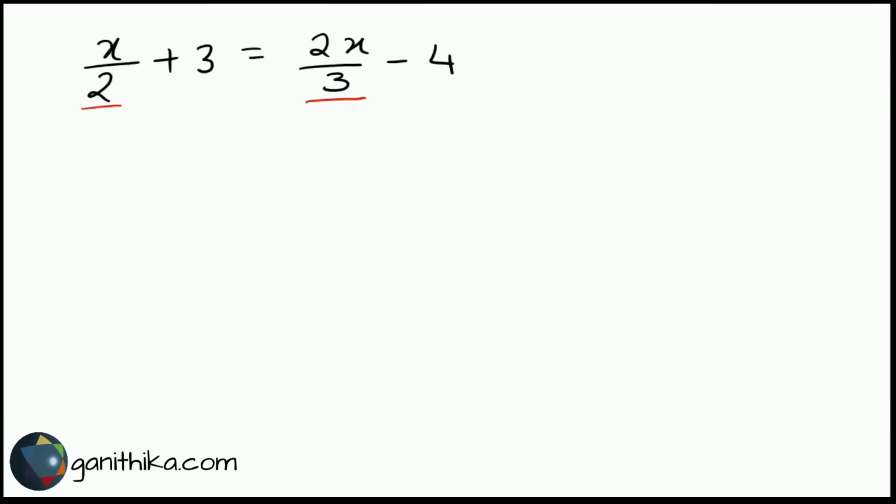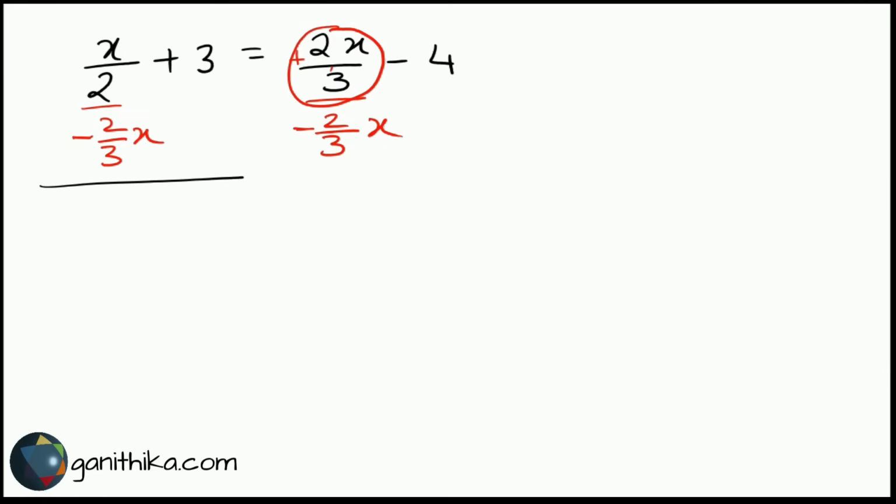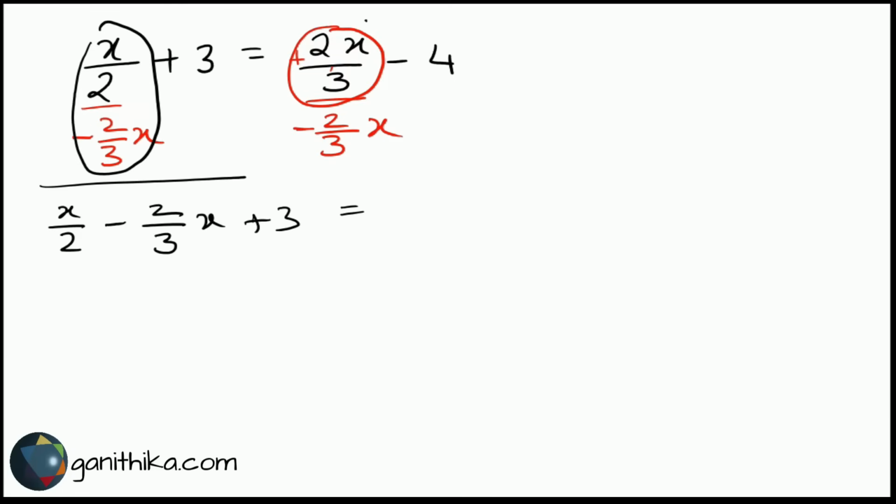So it's better to bring all the x terms to the left hand side, and for that we always use the opposite of this, which is this is plus 2 over 3x. So you have to subtract 2 over 3x. So subtract 2 over 3x on both the sides and then simplify. So while simplifying, let's keep the term as it is. We'll simplify this later. x over 2 minus 2 over 3x will be here, and then this plus 3 remains as it is. On the other side, this gets cancelled and you will have negative 4.